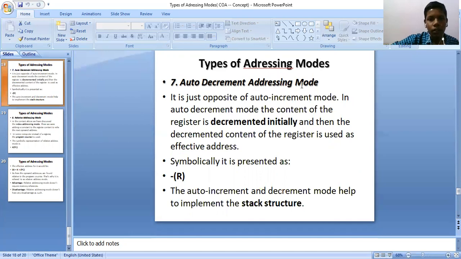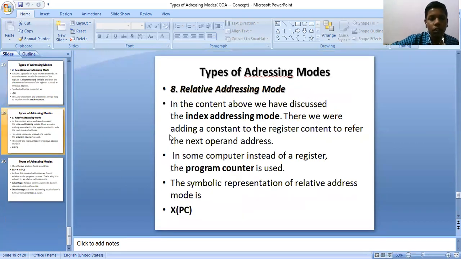Auto decrement addressing mode is just the opposite of auto increment mode. In auto decrement mode, the content of the register is decremented initially, and then the decremented content of the register is used as the effective address. Symbolically, it is represented as -(R). The auto increment and decrement modes help to implement a stack structure.